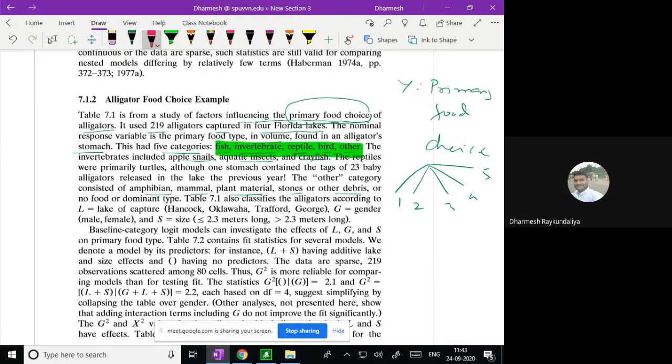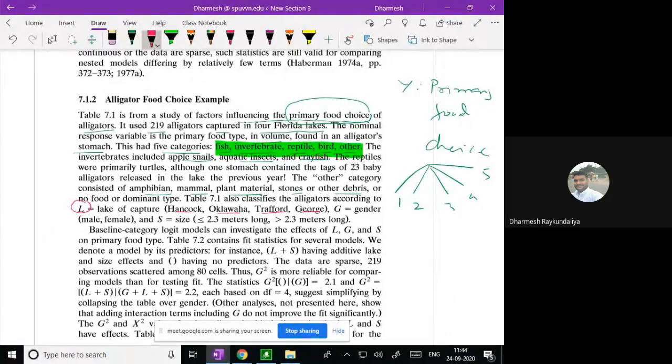So how have they done it? They have captured the alligators from 4 different lakes of Florida, and they have measured. So which lake? They have considered the lake as one variable, the lake of capture. The name of the lake is Hancock, Ocklawaha, Trafford, or George. So there are 4 different lakes of Florida, and they have given the names. This alligator which I have captured, from which lake? Either it is from Hancock, Ocklawaha, Trafford, or George.